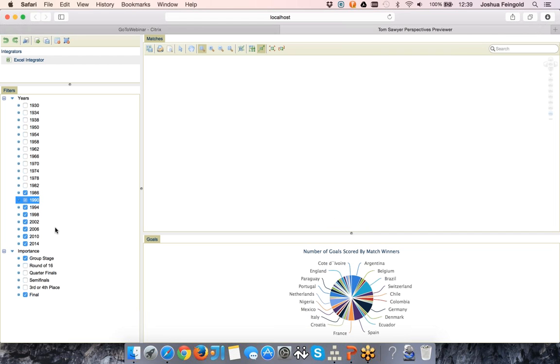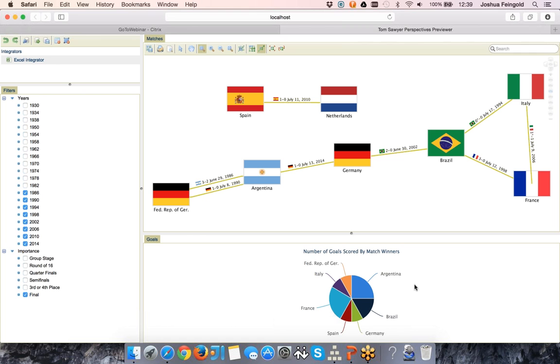So we'll go back to 86. And let's not even look at the group stage. Let's just look at the final, right? So here we can see, this is a pretty interesting graphic, right? You can see that Brazil played in 3 finals in the last 30 years. You can see that they lost once to France. They won twice. Argentina also played in 3 finals, although they only managed to win one of them.